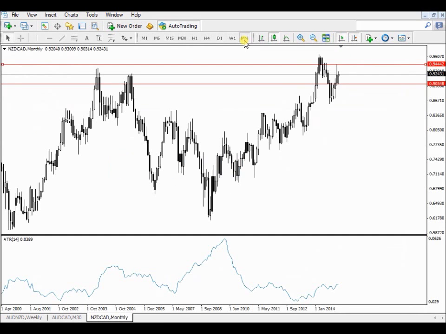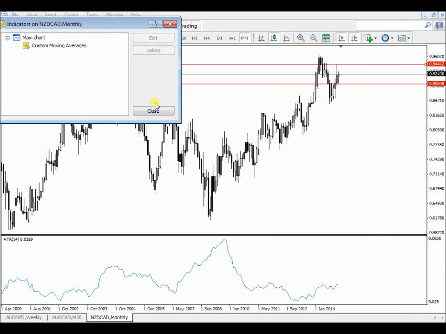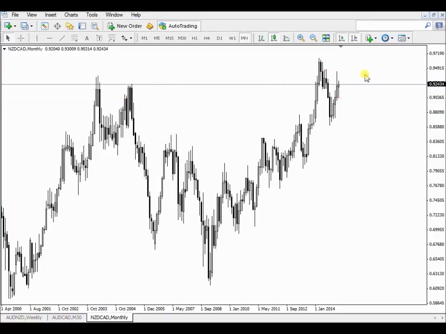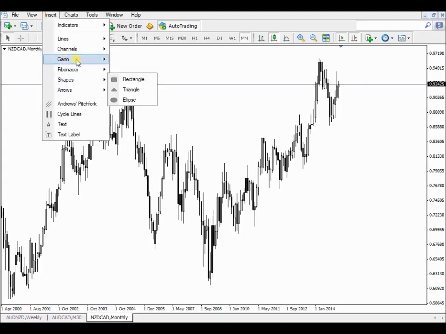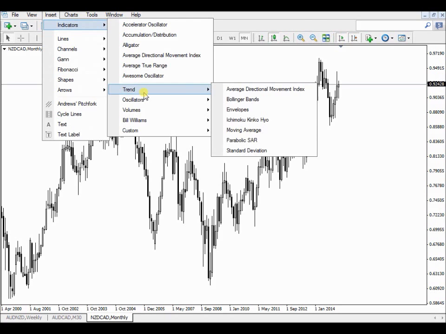So let's analyze. Let's delete that indicator. We'll put in something different again. So let's go through the typical mindset of a trader and how he uses common basic principles of trading and how we will analyze this market. So let's put in my indicator. Let's put in the overbought and oversold signal, and that is my stochastic.